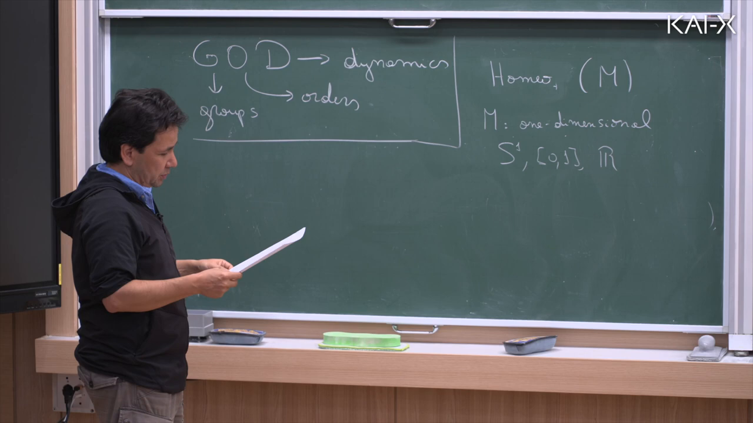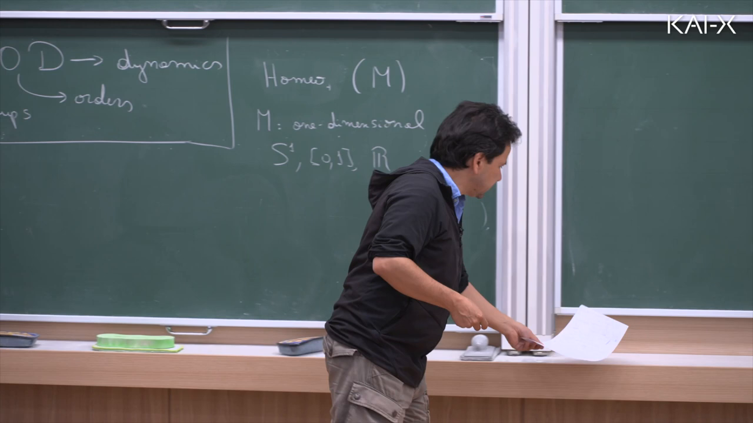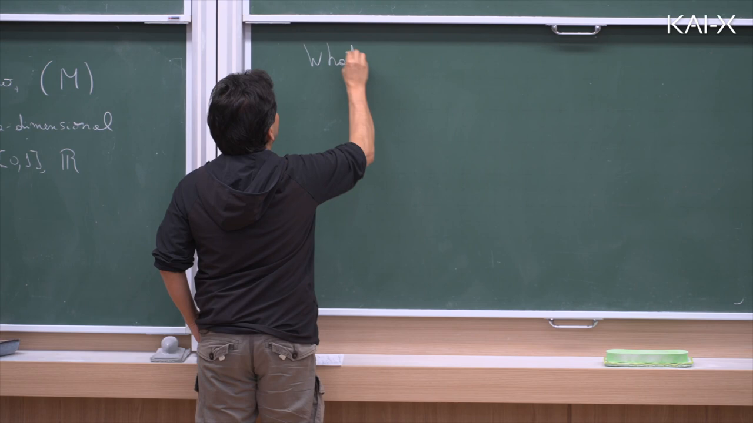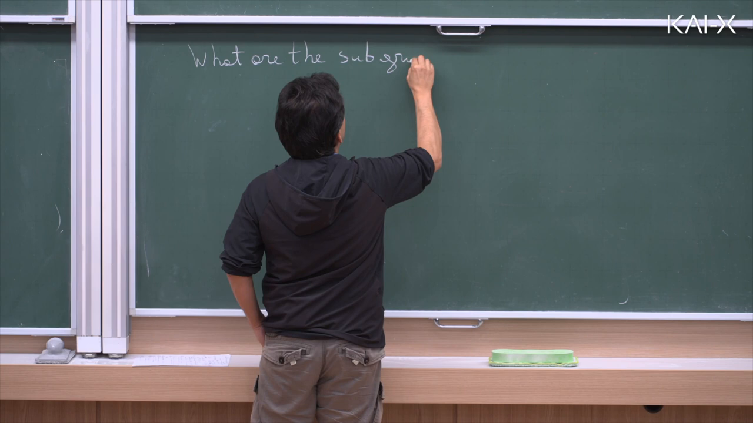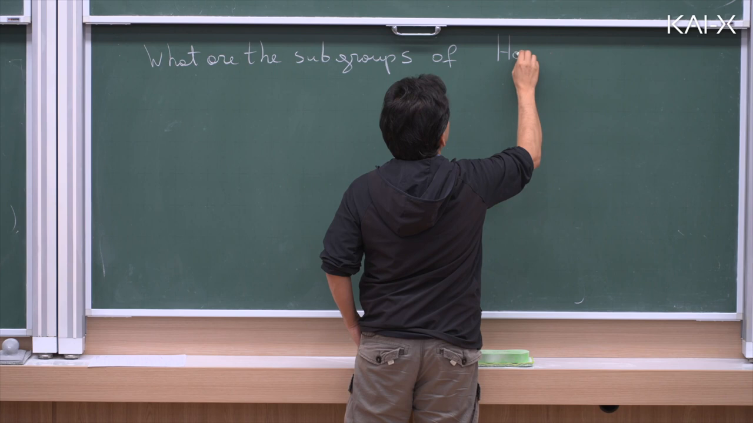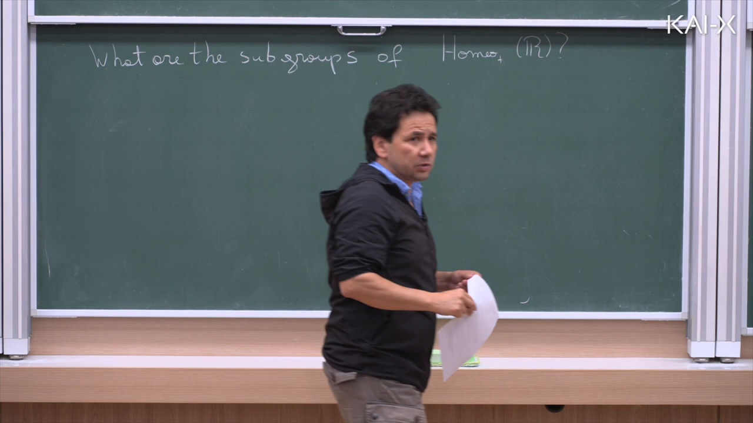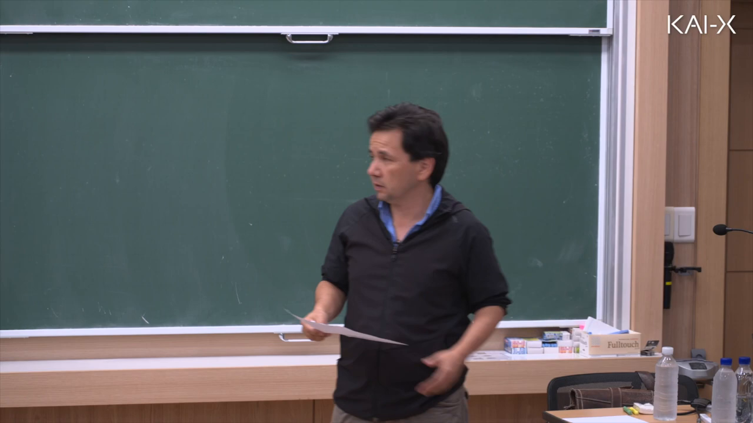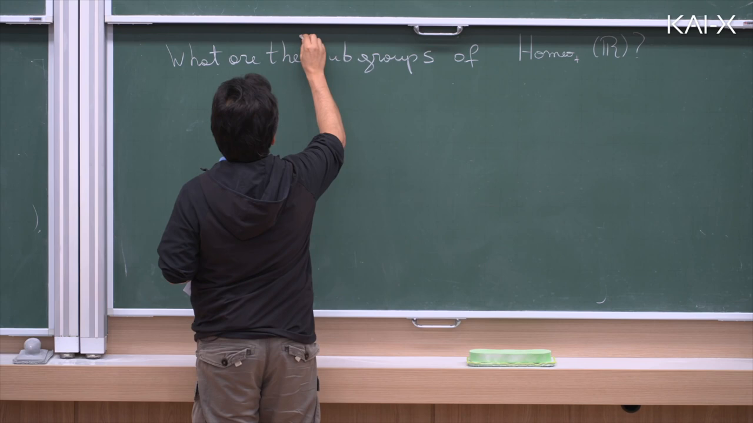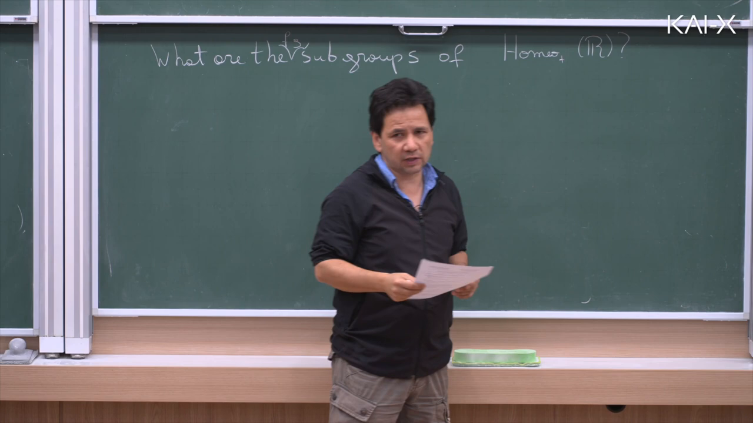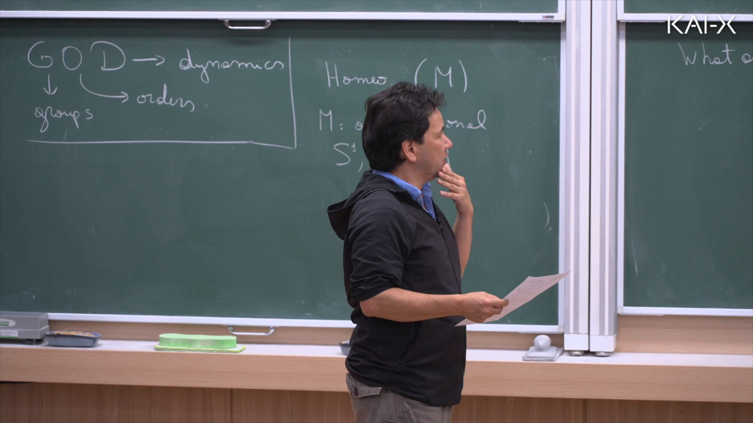So let me start with something which is interesting. For instance, you may ask, what are the subgroups of the group of homeomorphisms of the real line? Okay, and this very nice question has a very natural, very nice answer, actually. So, what are the finitely generated subgroups that embed into this group of homeomorphisms of the real line? So not every group embeds into the group of homeomorphisms of the real line. There is an obvious obstruction.